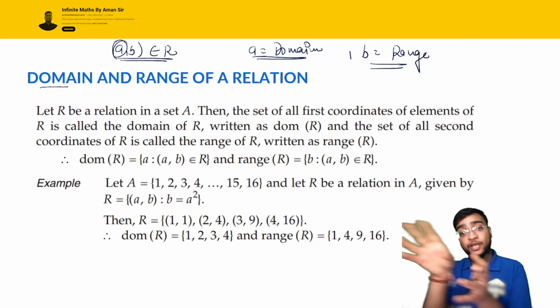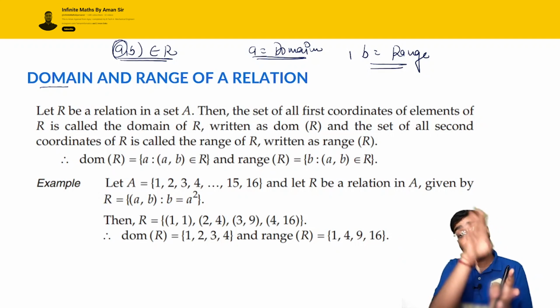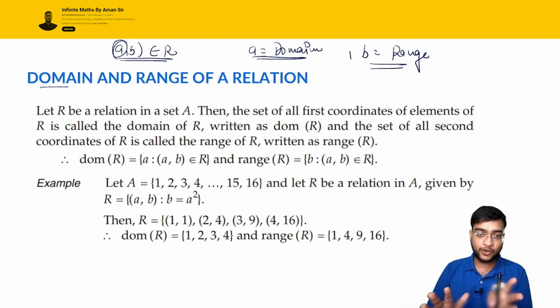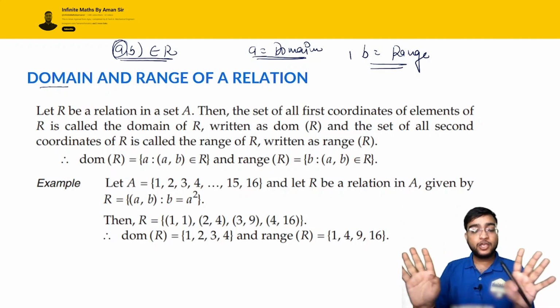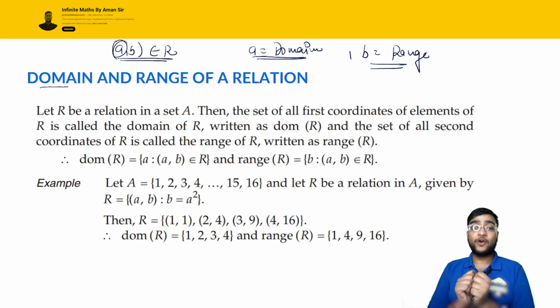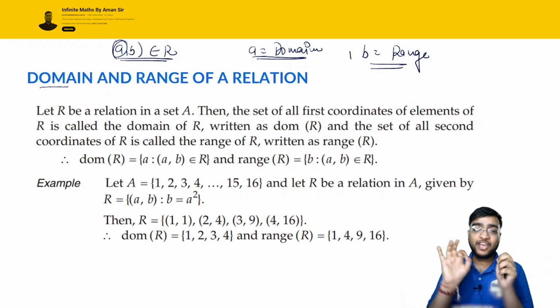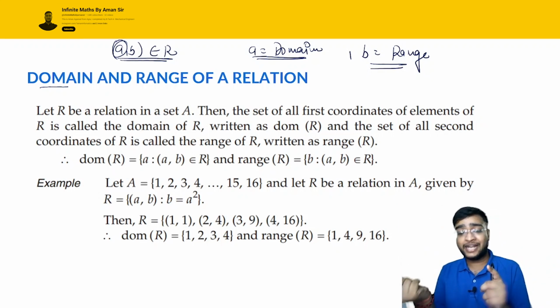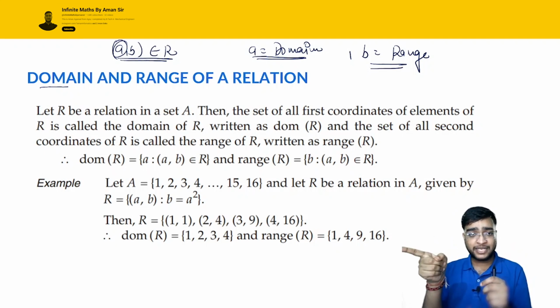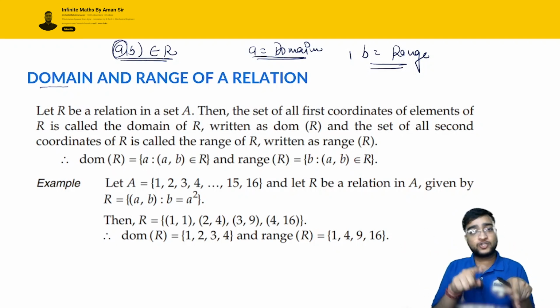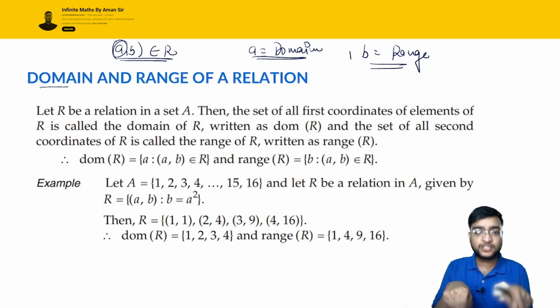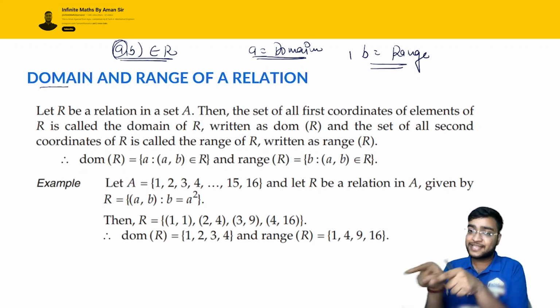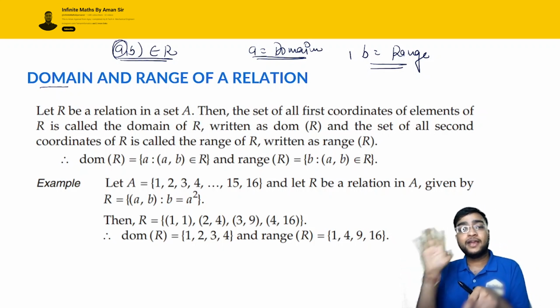Is the domain and range in a function actually a different thing? In the relation, you can easily say, sir, that if the pair A comma B belongs to my relation, then A is my domain, or you can say the first coordinate is my domain, and the second coordinate, that is B, is my range here.